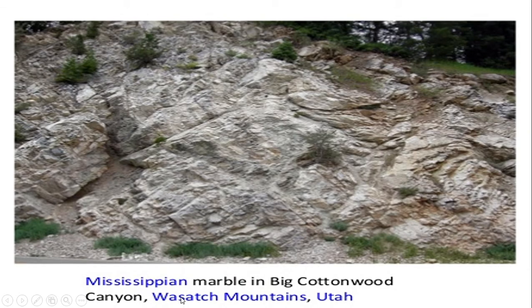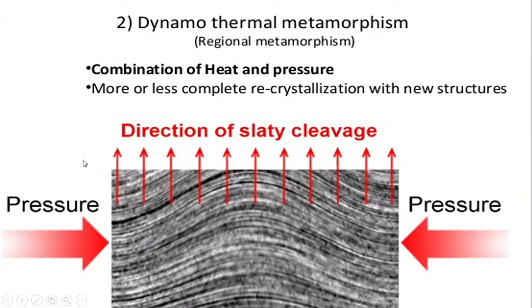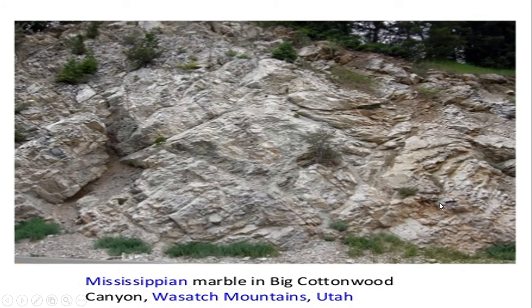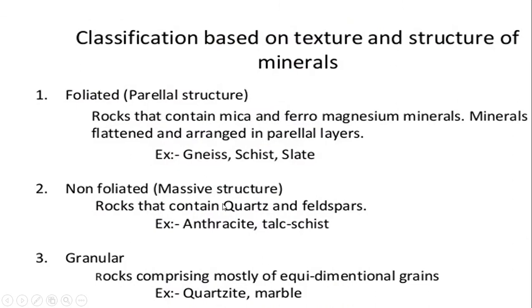So another example is Mississippian marble in Big Cottonwood Canyon, which is located in the Wasatch Mountains in Utah. As you can see, the formation of rocks is like this one. Okay, rocks are being subjected to high pressures and temperatures, so they form like this, some layered. So we have classification based on the texture and structures of minerals.